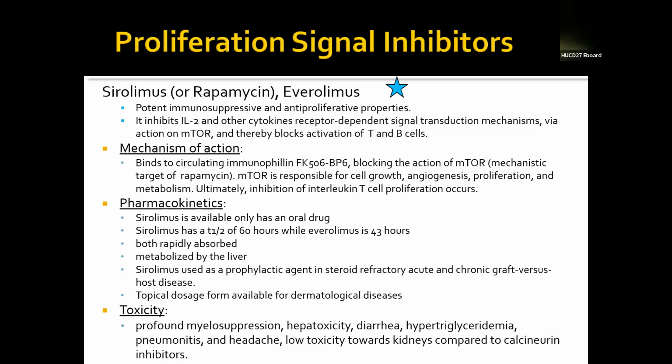We know that mTOR is responsible for a number of different elements in terms of cell growth, angiogenesis, proliferation, metabolism. Ultimately, you have an inhibition of interleukin and T cell proliferation that is occurring with this particular drug. I'm not going to bore you with the toxicities, but they are there, and just understand them, okay? Understand which toxicities go with some of the classes, okay?